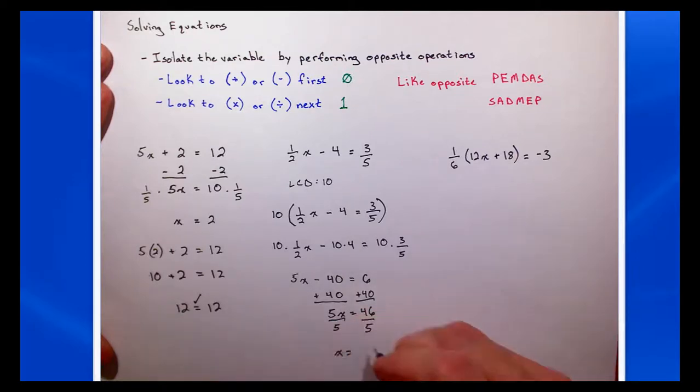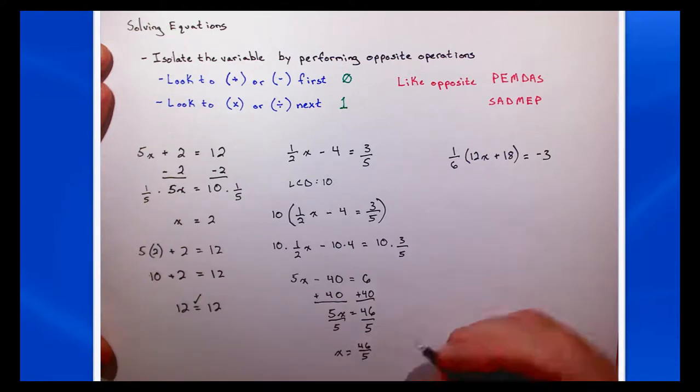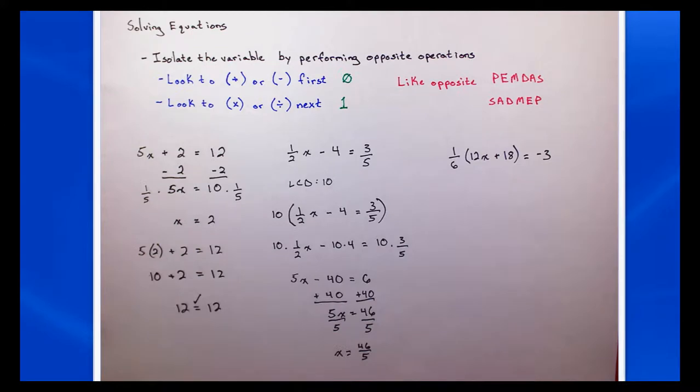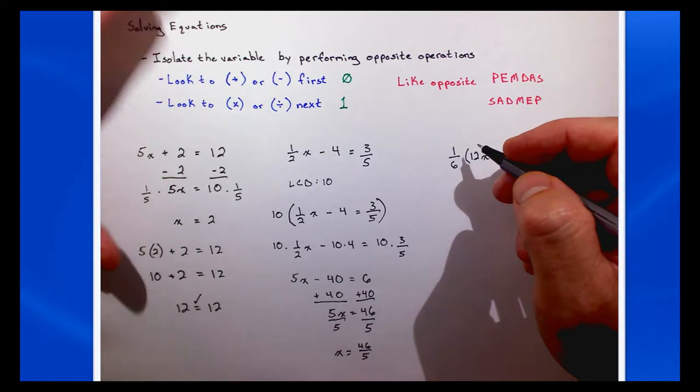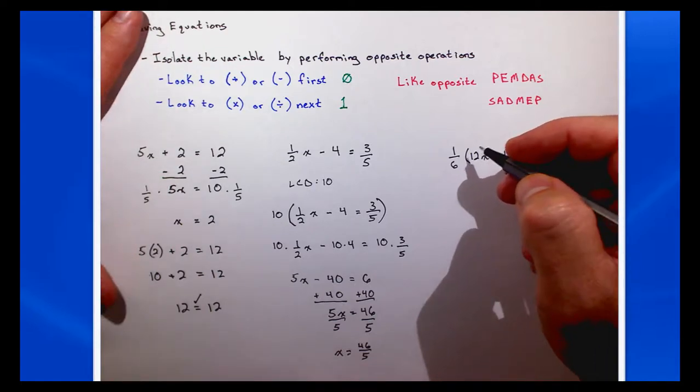5's make a 1, and I will just leave this as an improper fraction. Again, I can evaluate for x being 46/5, plug it back into the equation and solve to check my answer. I'm not going to do that for the sake of time.